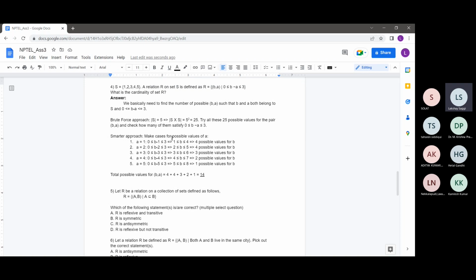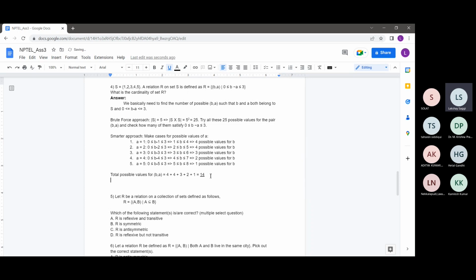So basically we are just taking the cases for all possible values of A, and then we are trying out what values B can take so that we can make a pair B comma A. So basically this is B comma A here. So total possible values for the pair B comma A: A will take 1, and then B can take one of these 4 values. Similarly, when A is 2, B will take one of these 4 values. When A is 3, B will take 3 of these possible values.